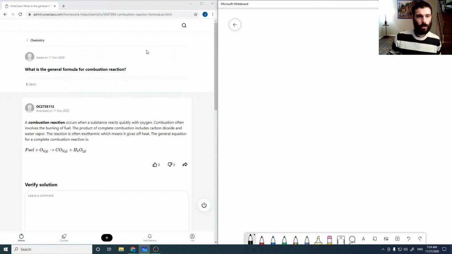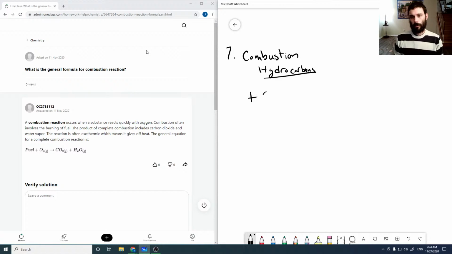Okay, so what is the general formula for a combustion reaction? In combustion, at least with hydrocarbons, we're going to add oxygen and evolve CO2 and water. And then we need to balance.